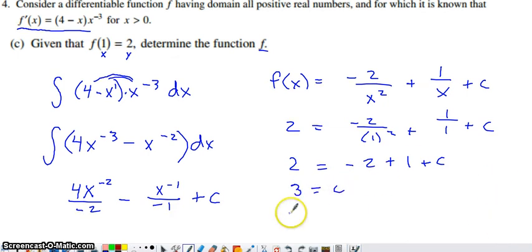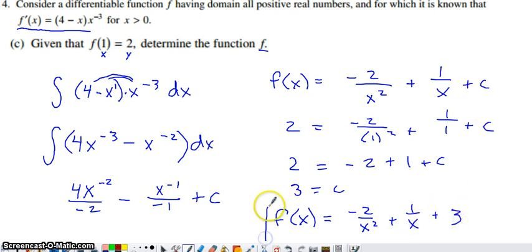So what is f of x? Well, f of x, just like I wrote back here, is going to be negative 2 over x squared plus 1 over x. But rather than plus c, we know the value of c. We got a positive 3 for c. So there is your function f of x that has this as its derivative and also includes this point on the graph.